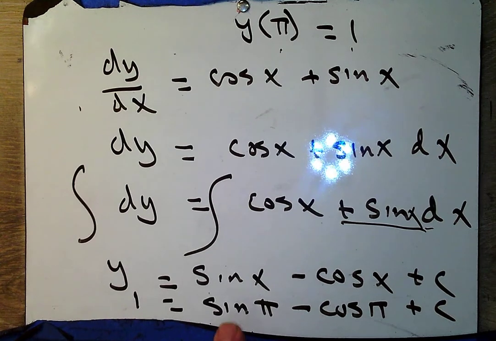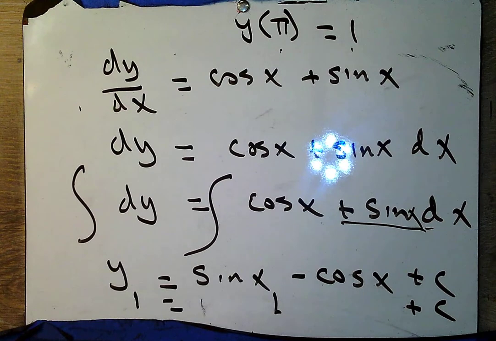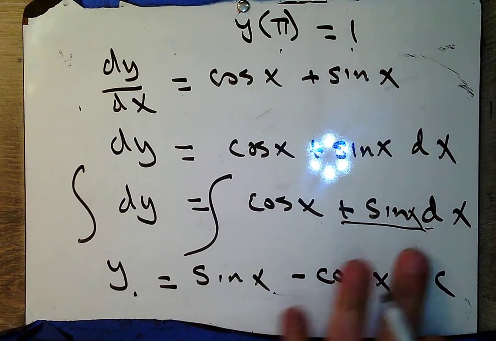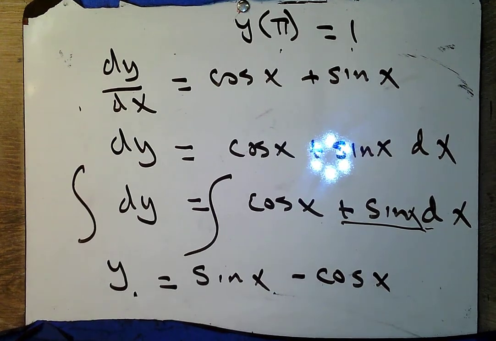Sine of pi, what's the y value at pi? The y value at pi is 0. Cosine of pi is negative 1. Negative 1 times negative is positive 1. If I subtract 1 from both sides, it looks like c is just going to be 0 here. So there's our particular solution.